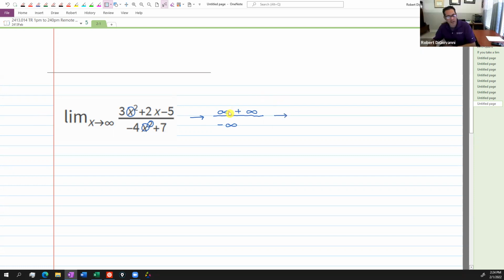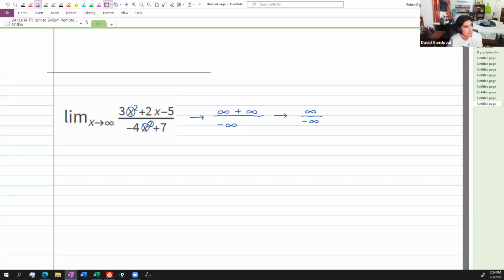On the top, you're taking infinity and you're adding infinity. Two infinities added together should be what, David? Infinity again. And then that's divided by the negative infinity. All right, now you might be tempted at this time to say that the answer is negative 1.